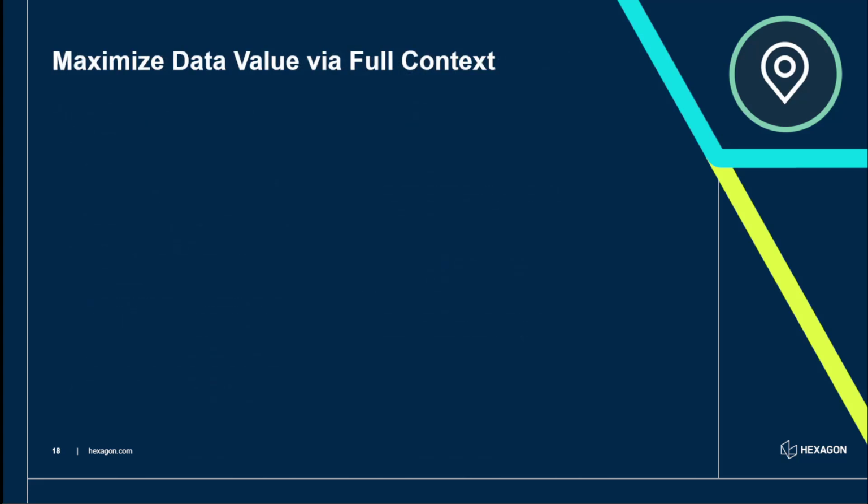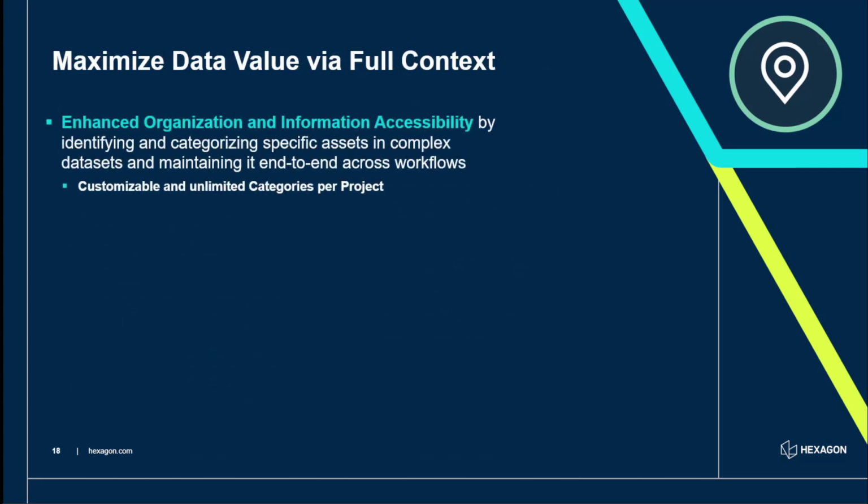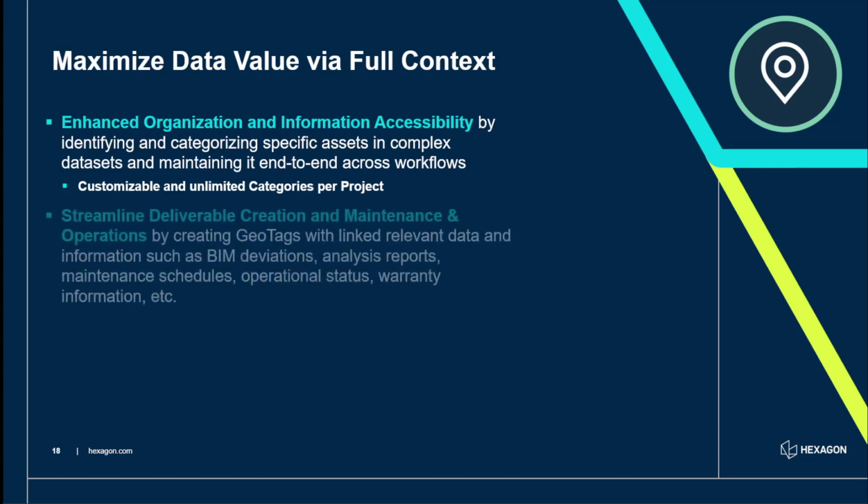So how do we maximize our data, create full context? Obviously, we'll want to enhance our organization and information accessibility. And like I said, with the unlimited categories per project, that really helps because we can build out our category list to exactly align to your needs as a business. We want to streamline deliverable creation and maintenance operations.